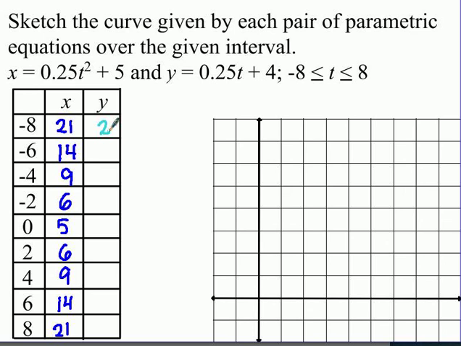When you plug in -6, what do you get? 2.5. When you plug in -4, what do you get? 3. I'm assuming it's the same as the last one. Then 3.5, and 4. So what do you notice? It's the exact same thing as the last one. So you're going to get the exact same graph. The whole purpose of this one is that you can have parametric equations give you the same graph just by changing a little bit on the t value and changing the equations just a bit.